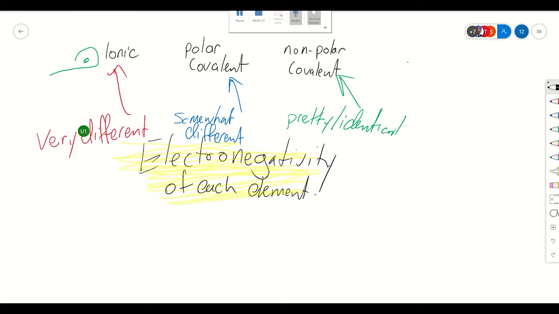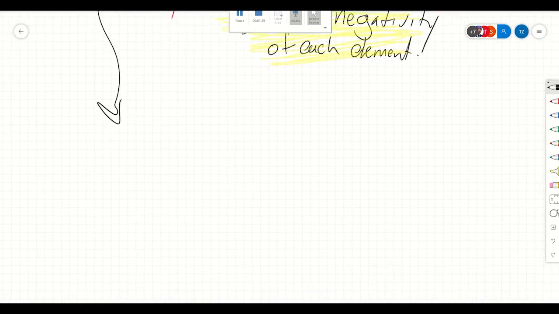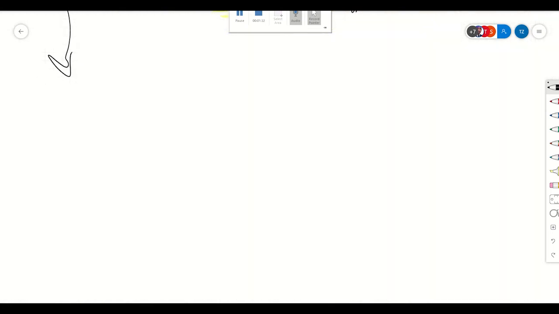So within the ionic one, let's scroll down a bit. So let's do a little journey down to here. So in our ionic, all right, so within your ionic compound, okay. So with your ionic compounds, they're generally always going to be metals and non-metals.